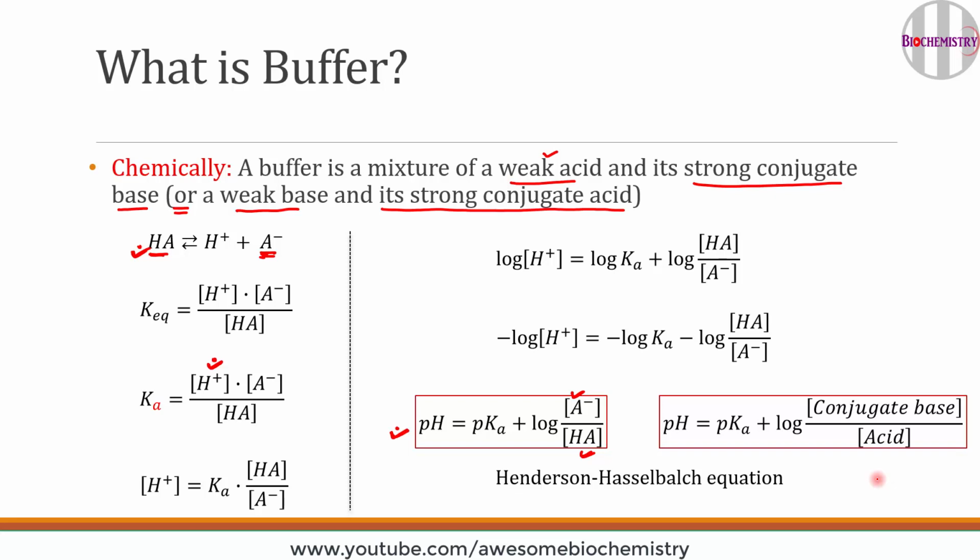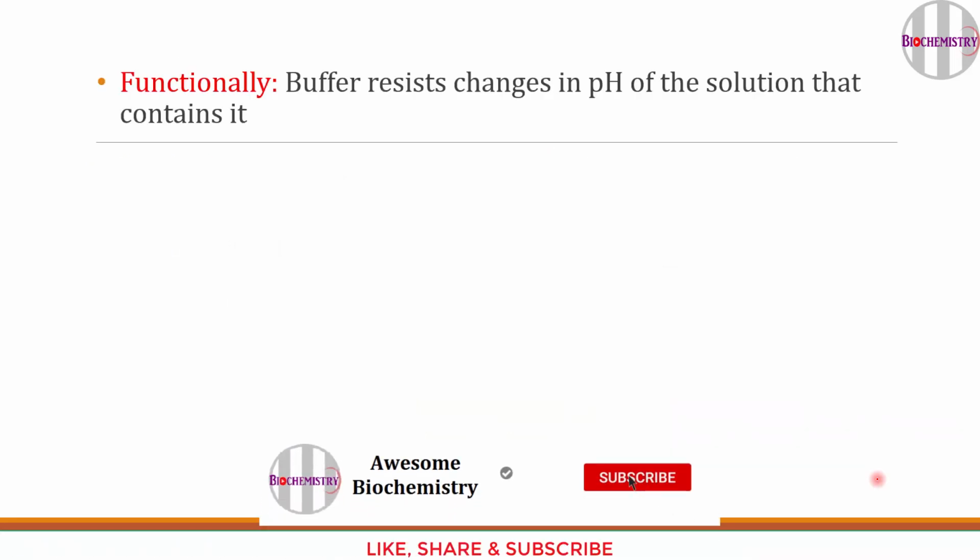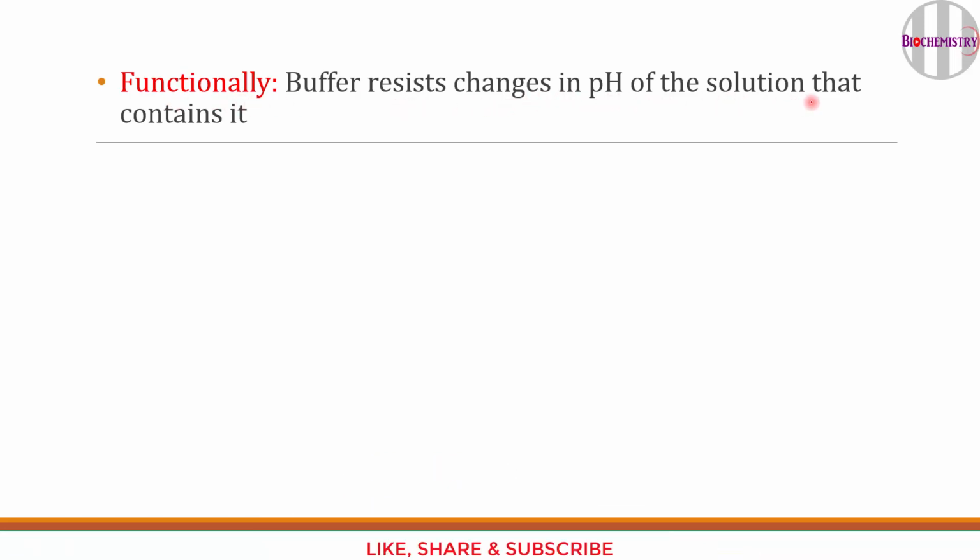So we have seen the chemical nature of a buffer, but what about functionality? Functionally speaking, a buffer resists changes in the pH of the solution that contains it. It will mitigate any change in the pH. Okay. So buffers are very important for the maintenance of pH.